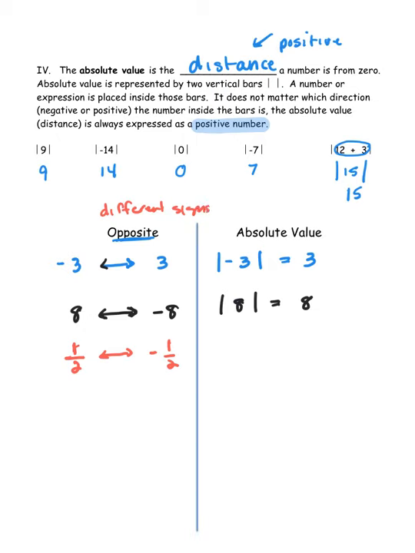But with absolute value, if I were given the absolute value of 1/2, well, that's just 1/2 unit away from 0. So these are always positive answers. And they're equal to what's inside the bars. Even though it doesn't look like they're equal, it is a positive value. So I have to do something when I see these bars. I have to release the bars by answering what the value is.